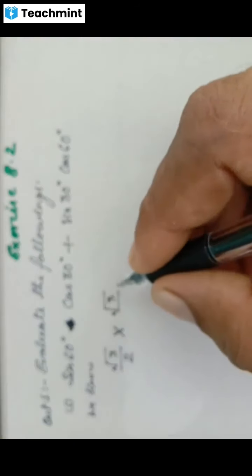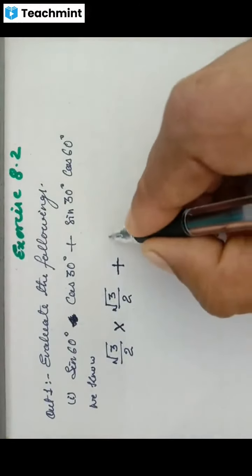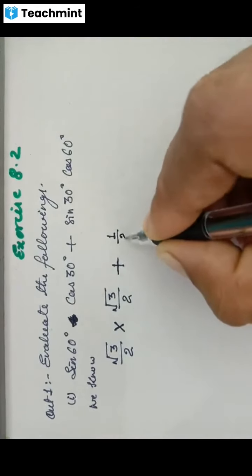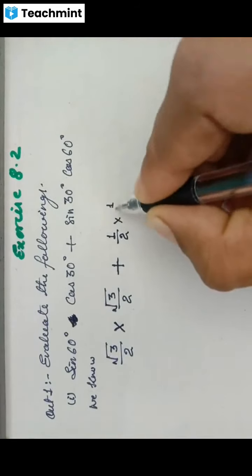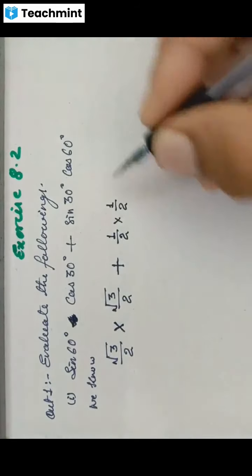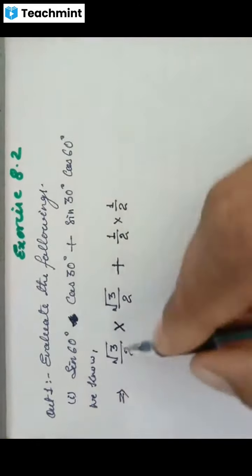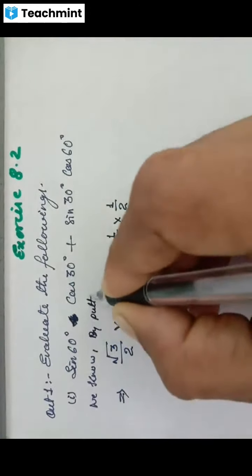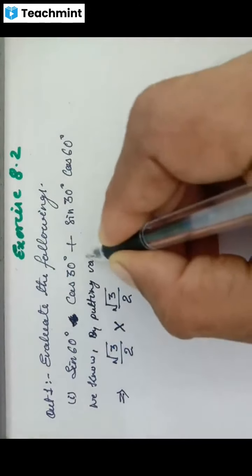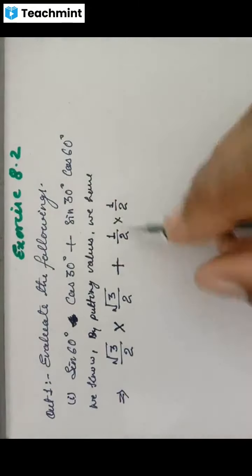Now we have root 3 upon 2, root 3 upon 2. After that, we will have an addition sign. Then sin 60. The value of sin 60 is root 3 by 2. Then the value of cos 60. The value of cos 60 we have observed from the chart. It is 1 by 2. So in this, we put in the values we know. By putting the values, we have this.